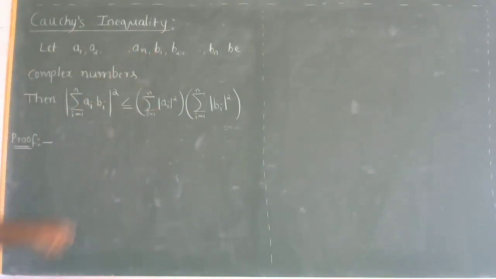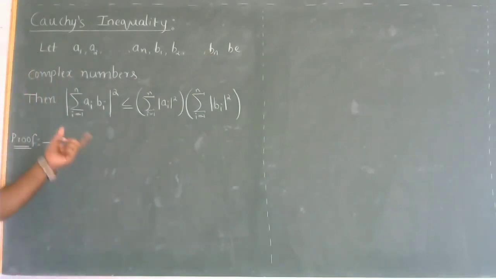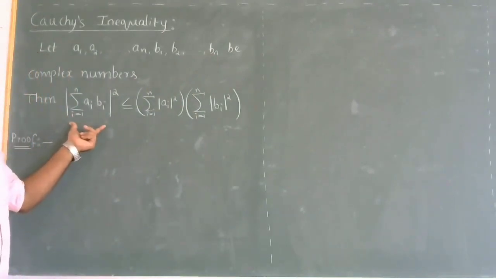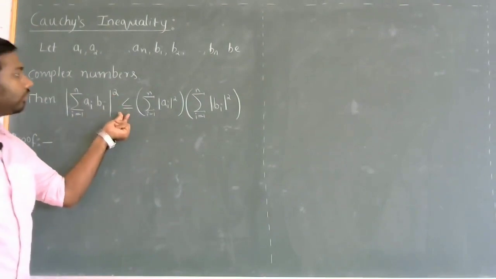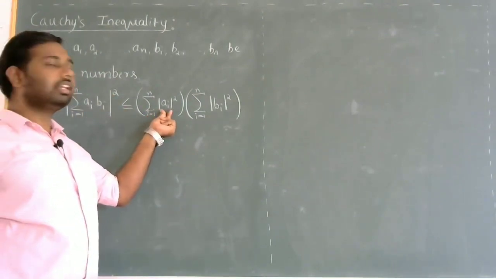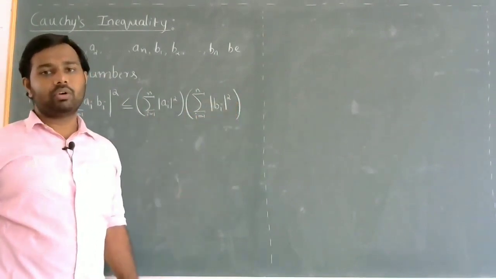It states that if a1, a2, ..., an, b1, b2, ..., bn are complex numbers, then modulus of summation ai bi whole square is less than or equal to summation modulus of ai whole square into summation modulus of bi whole square.